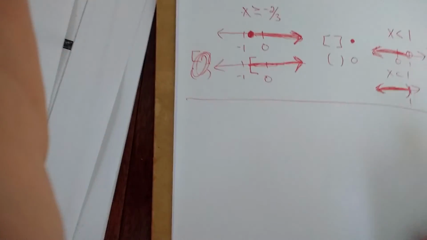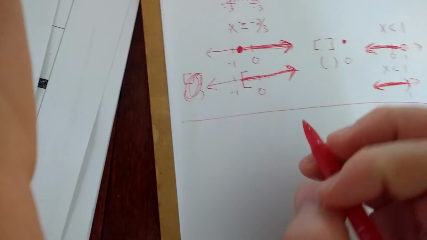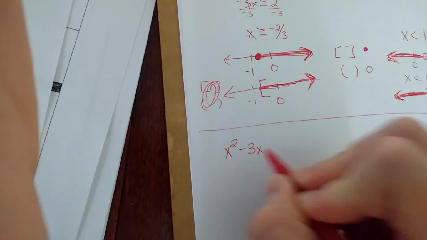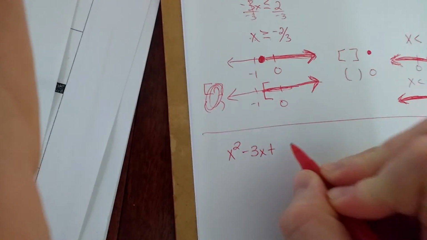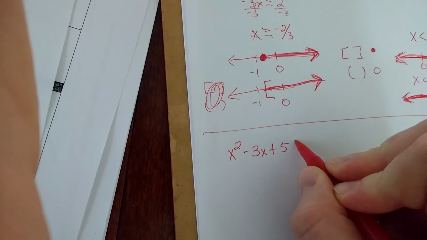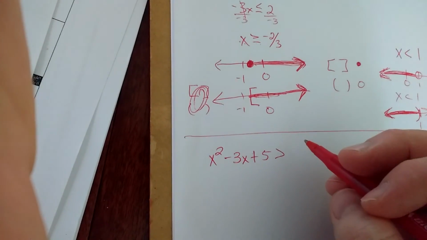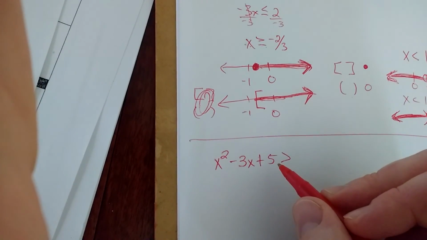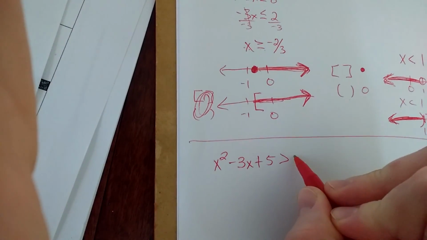I'd also like you to try a couple that are quadratic. So something like x squared minus 3x plus 5 is greater than, I don't know, let's make it factorable, so let's go 15.